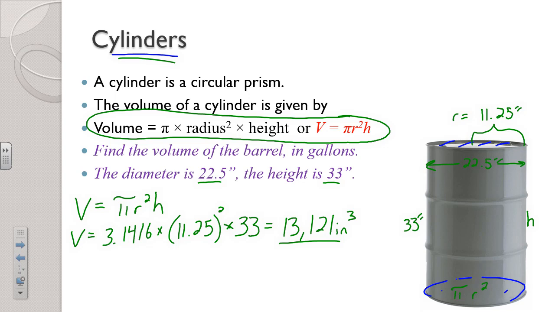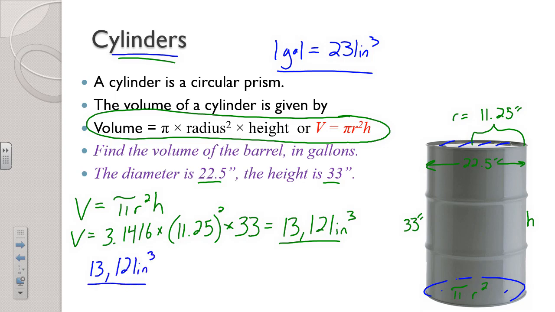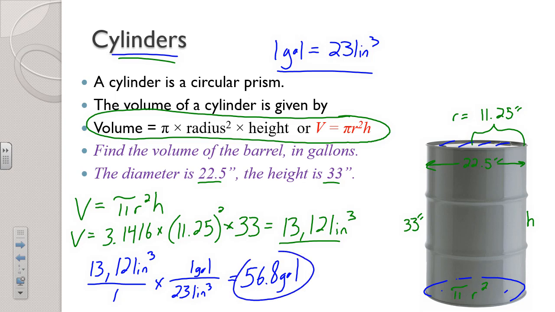13,121 cubic inches. Now, let's turn that into gallons. That's a pretty straightforward conversion. We know that 1 gallon is equal to 231 cubic inches. We've used that one already in this section. So 13,121 cubic inches divided by 231 cubic inches per gallon turns out to be 56.8 gallons, which makes sense because this is actually a 55-gallon drum, so a little bit of airspace in there. A 56.8 gallon drum, we've settled that.